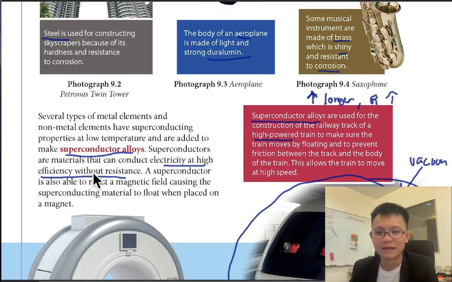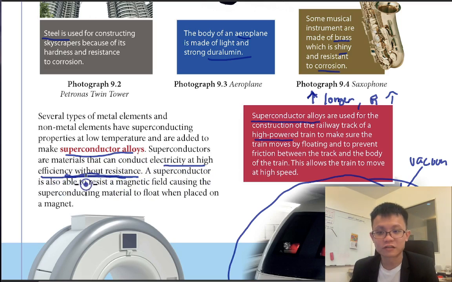And then I put it in a million kilometers, will it be without resistance? No, right? Still got a little bit. So maybe here the word needs to change a bit. Electric at high efficiency with almost no resistance, that will be a better word. If not, you can Google and try to search it.